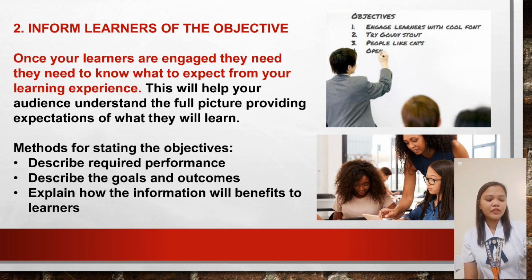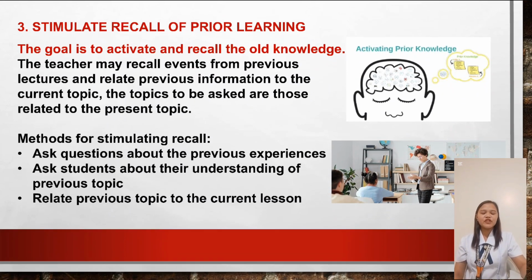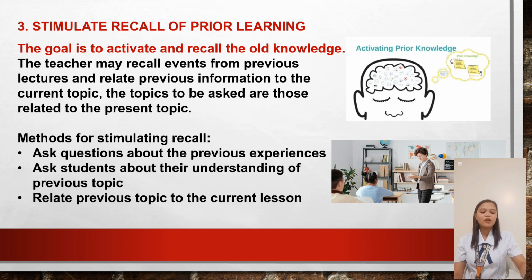These are the methods for stating the objectives. First, describe the required performance. Second, describe the goals and outcomes. Third, explain how the information will benefit learners. The third event of instruction is stimulate recall of prior knowledge. The goal is to activate and recall the old knowledge.